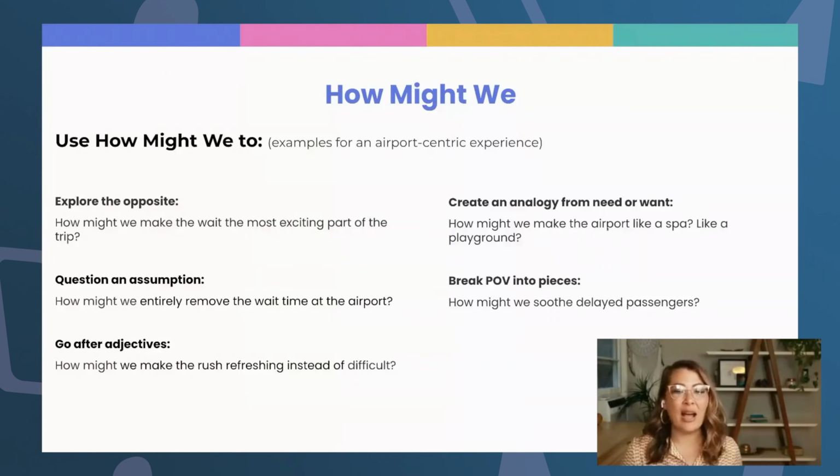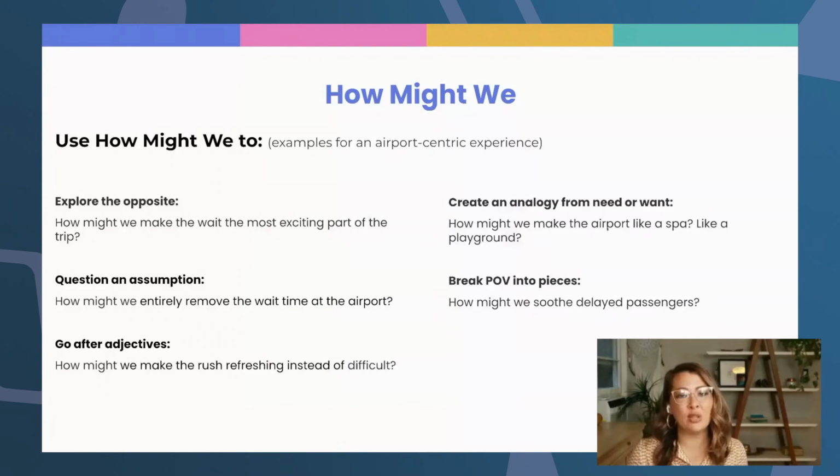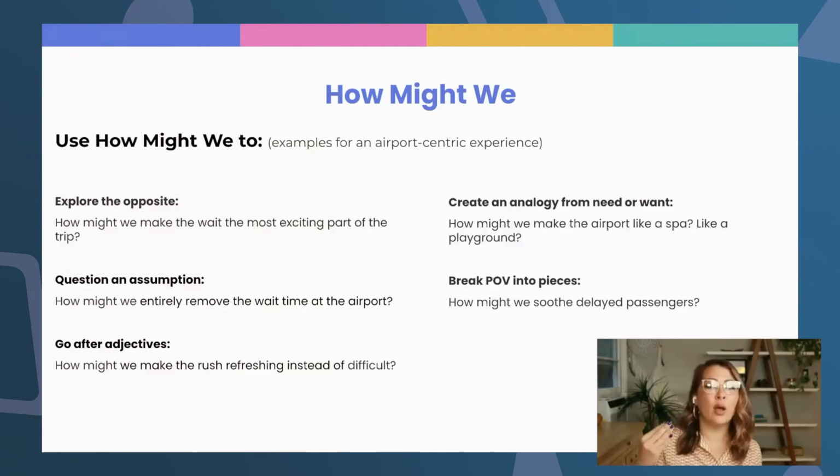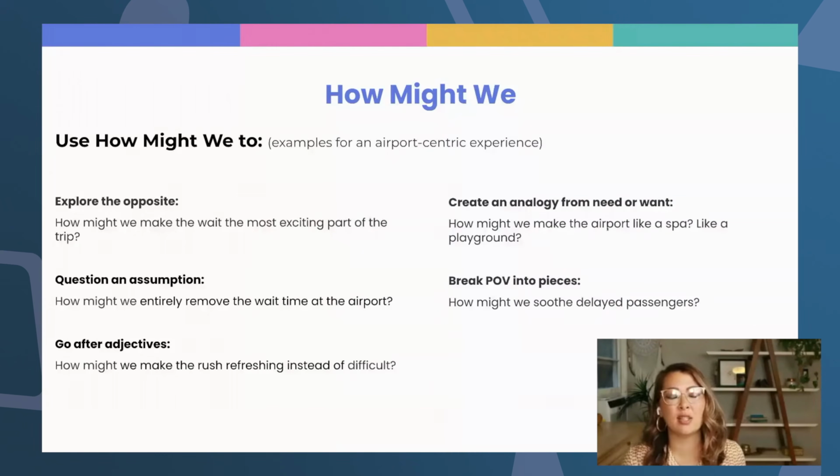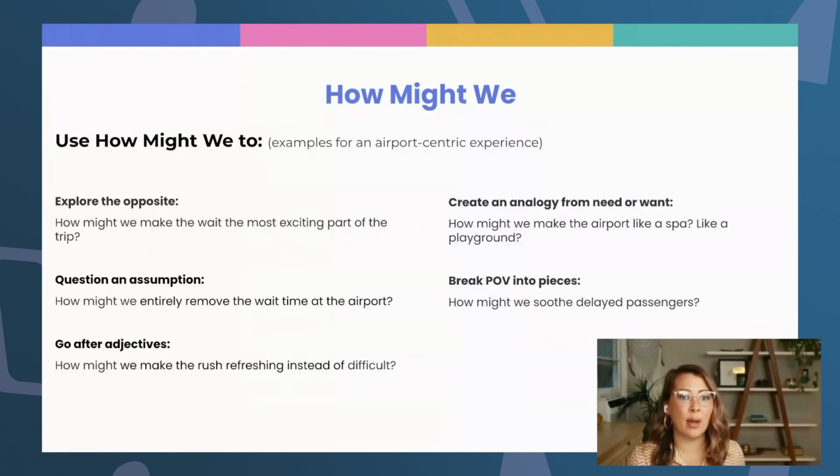And then also, how can we break the point of view into pieces? So how might we soothe delayed passengers? So we're breaking down the point of view to just that group of people who are delayed, right? Because that's such a big problem and pain point people have at the airport. So this is how you can start to use how might we.